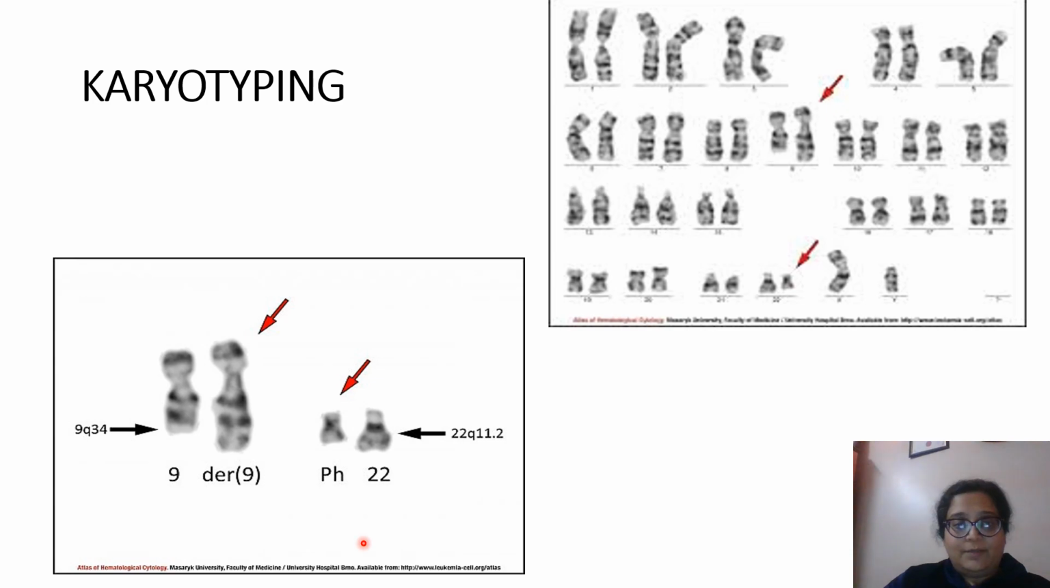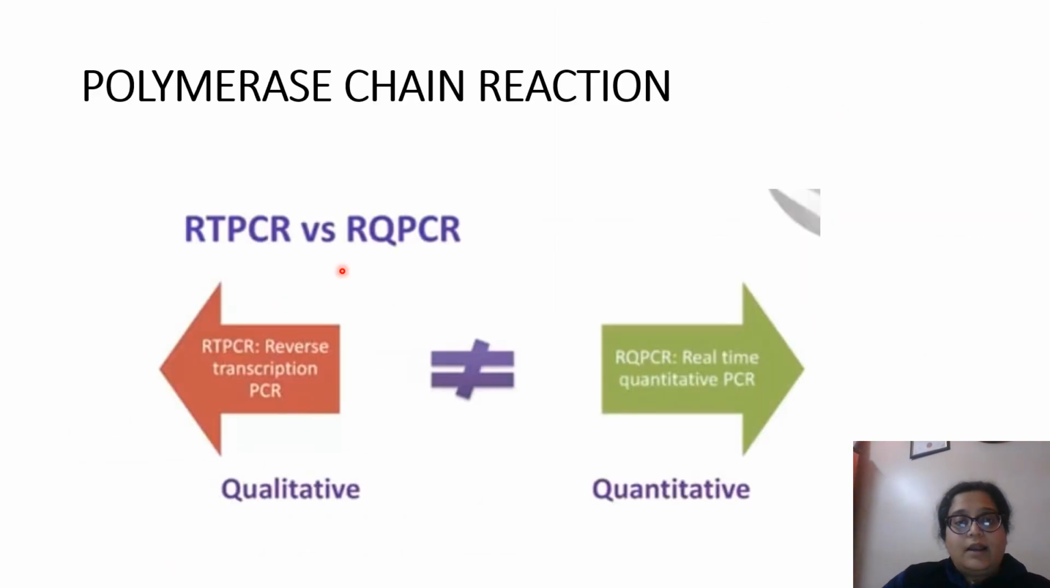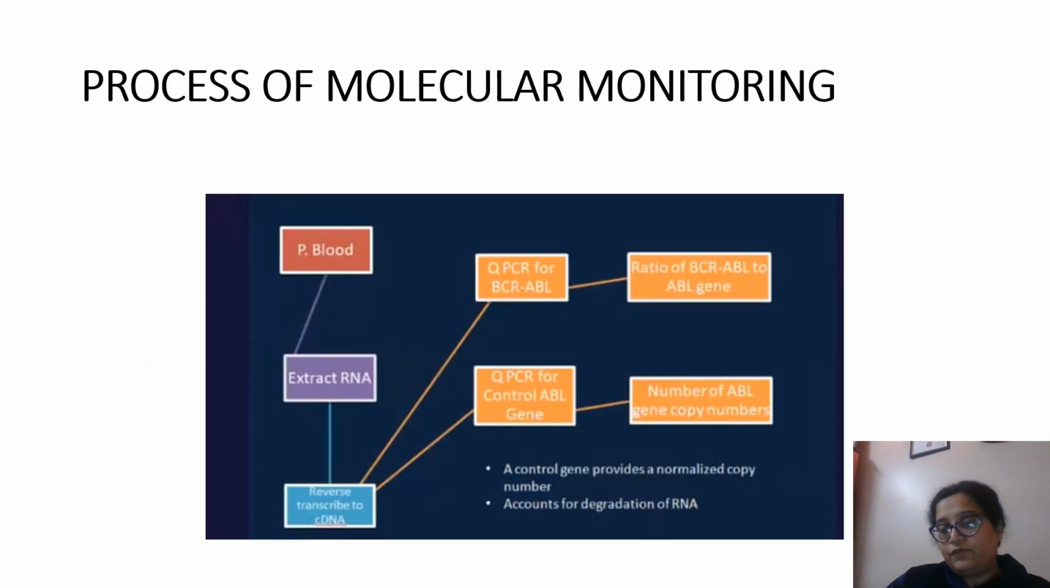So this is karyotyping, where you see that part of 9 and 22 gets translocated, one gets bigger, one gets smaller. So I've already done this. Then RT-PCR and RQ-PCR. Karyotyping, just for you to know, is used in European countries or outside, yes, but in India, we do not rely too much on karyotyping where CML is concerned.